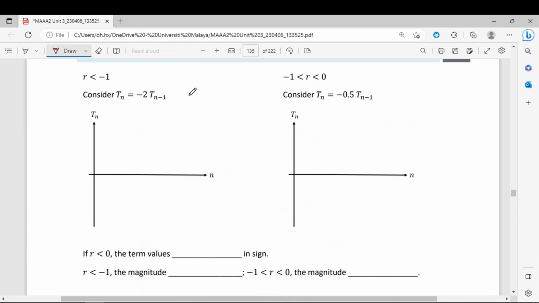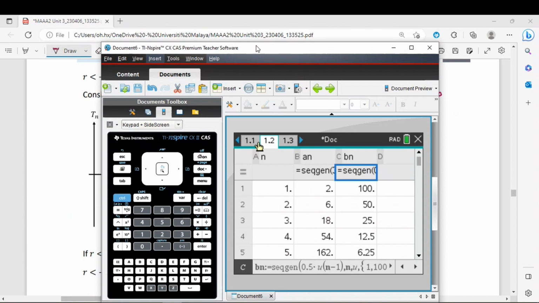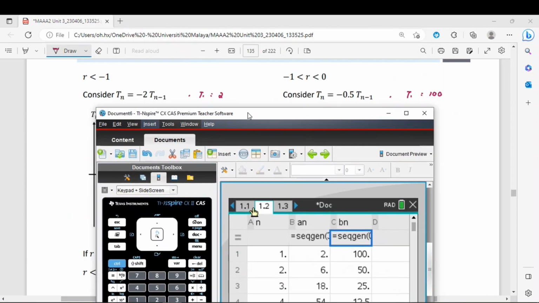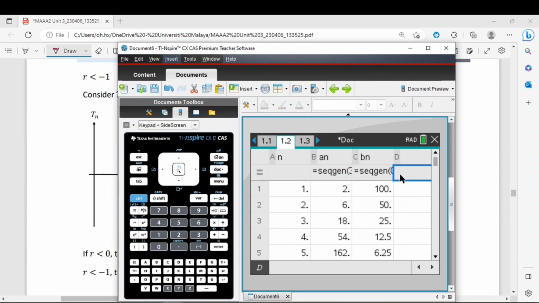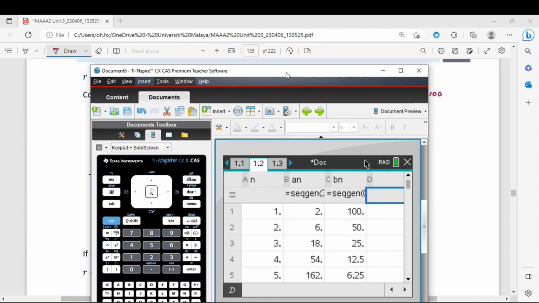Let us do this one, still T1 equals 2. This one, we still do T1 equals 100. But in terms of terms, instead of 6 let's generate maybe 8 terms, so you will be able to see the graph better. I'm going to increase this until 7 and 8. Then we go and generate the sequence first.